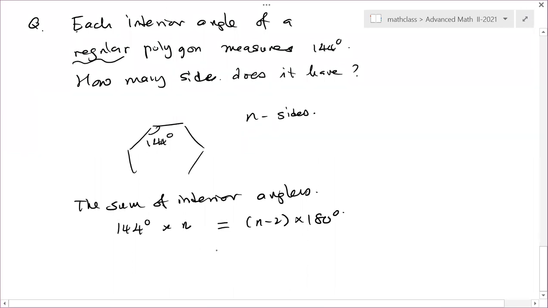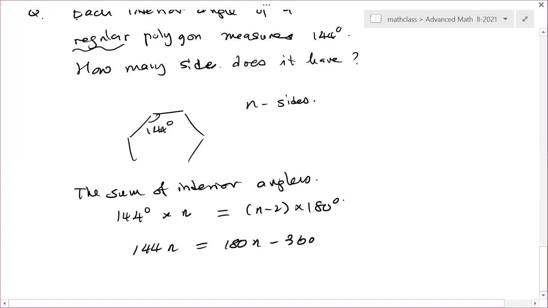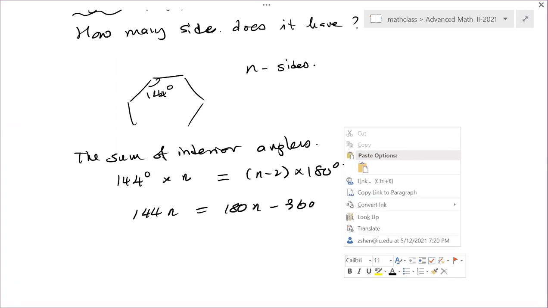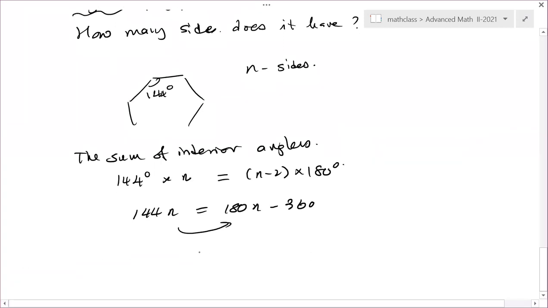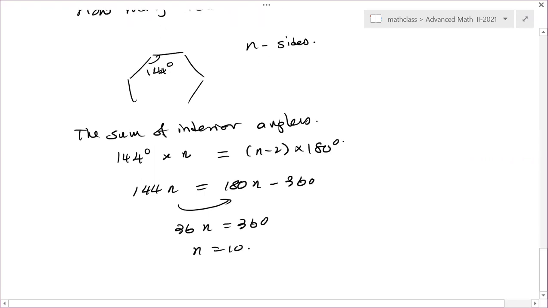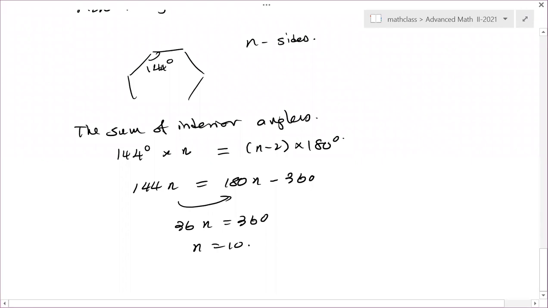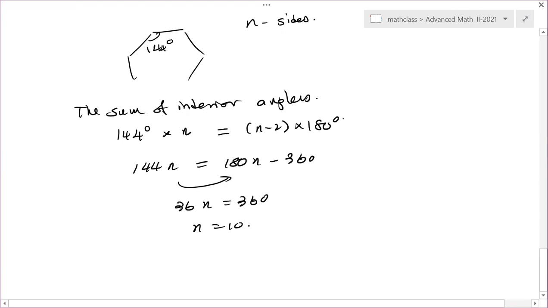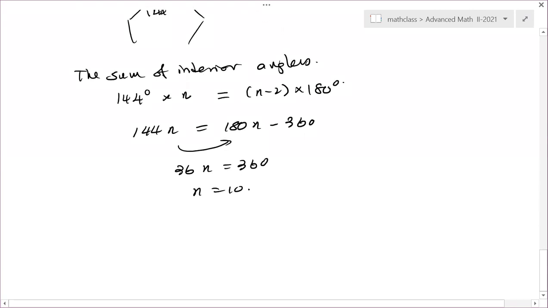This is going to be 144n equals 180n minus 360, without degrees here. So you move this term to the right-hand side, and you will get 36n equals 360, so n should be equal to 10. And so it has 10 sides. Good. Now, if you have the answers, post to me privately. You just click the host and post it. You don't need to disturb us. So this is how we solve the problem.